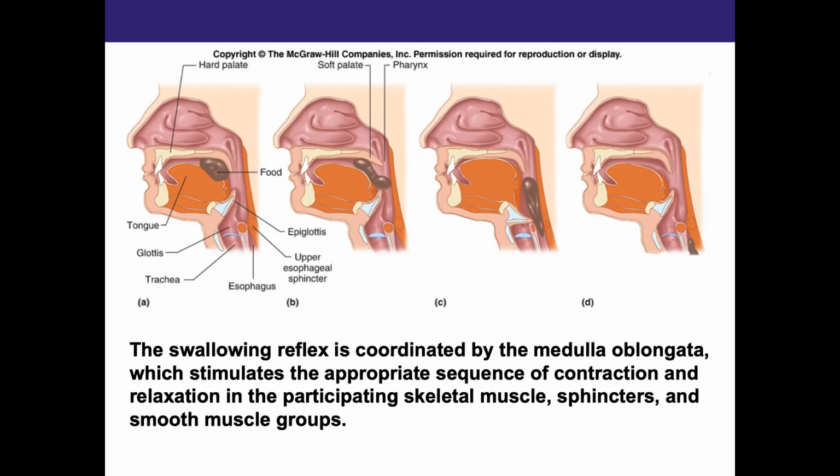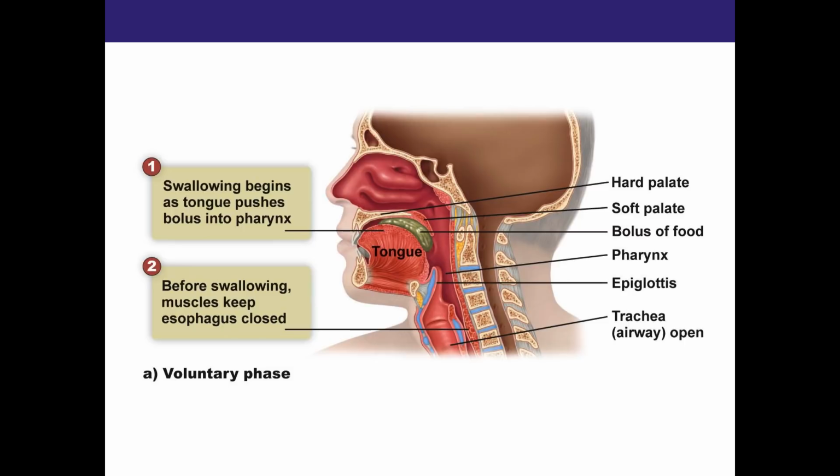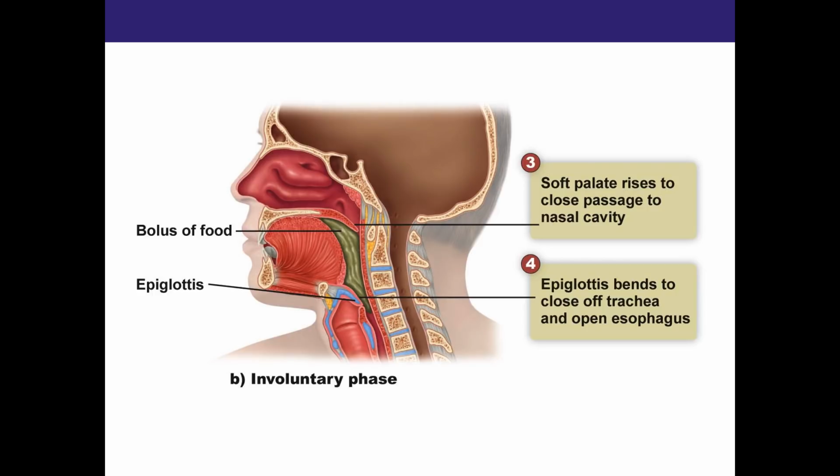The swallowing reflex has both a voluntary and an involuntary stage, okay? The voluntary stage happens first. And when you put food in your mouth, you voluntarily, with your tongue, move that food to the back of your throat. Pushes that bolus of food into the pharynx, and then the involuntary phase takes over, where the soft palate rises up here. So here's the hard and soft palate with the tongue. The soft palate moves up to protect the nasal cavities, and then that bolus of food slides down the esophagus.